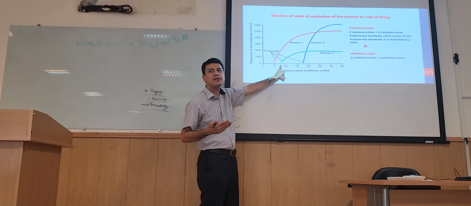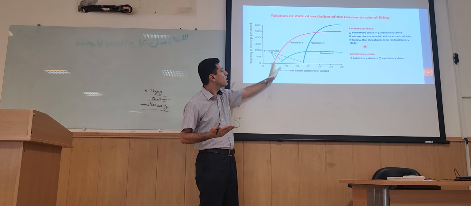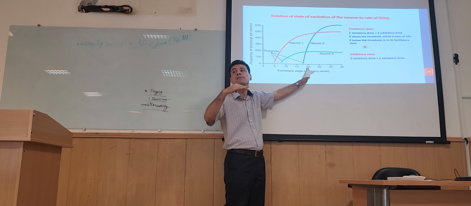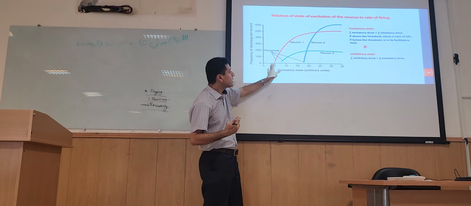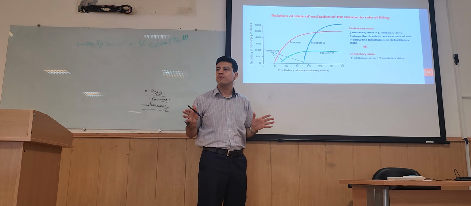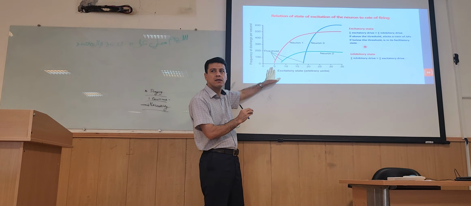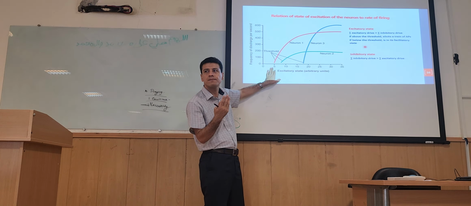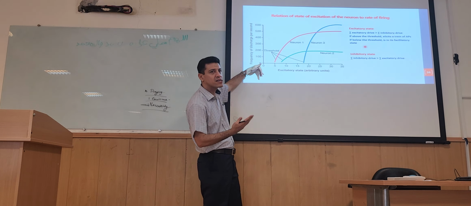But neuron number 2 needs more change of potential. So the threshold is different. And neuron number 3 needs still more potential. Okay? So they are not activated all at the same time. Some of them are activated sooner, others are activated later. Right? And then let's compare them with the maximal firing rate.